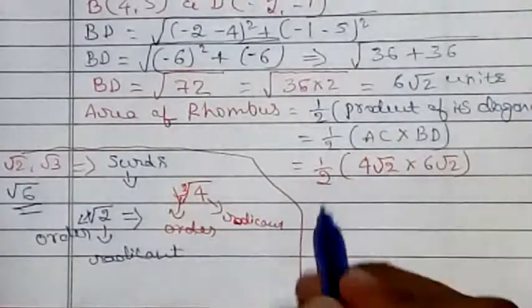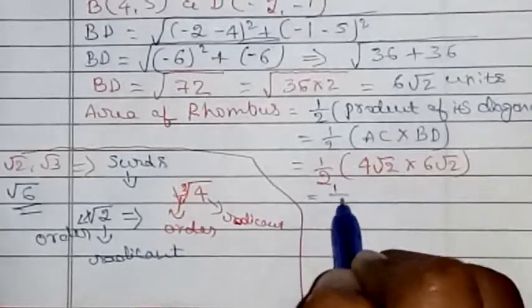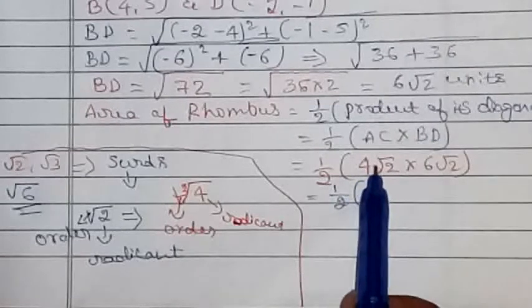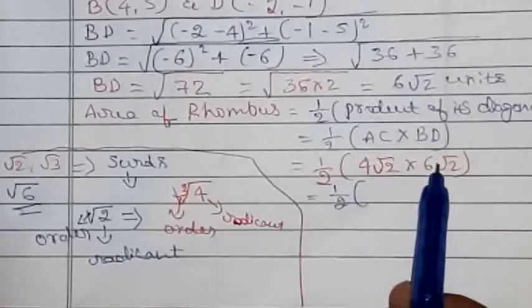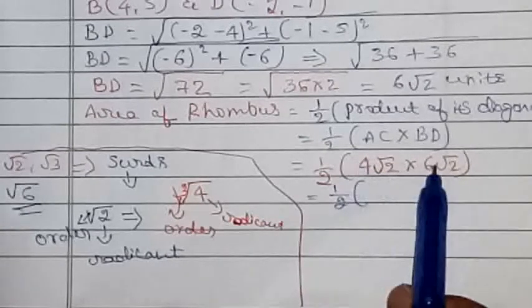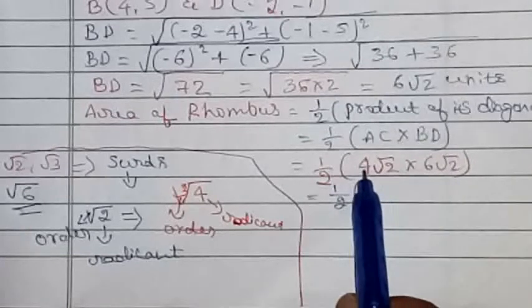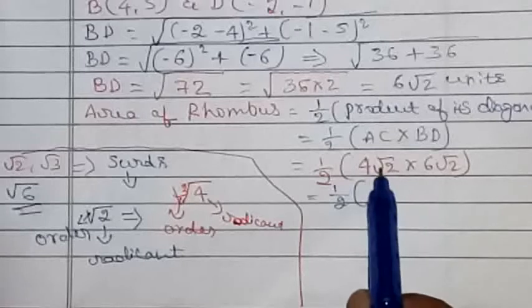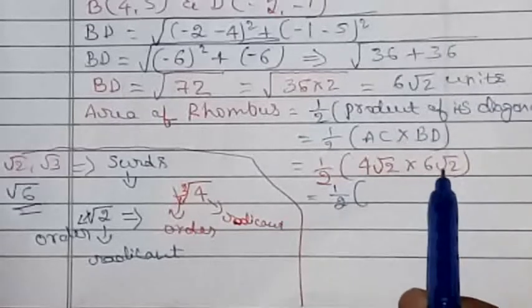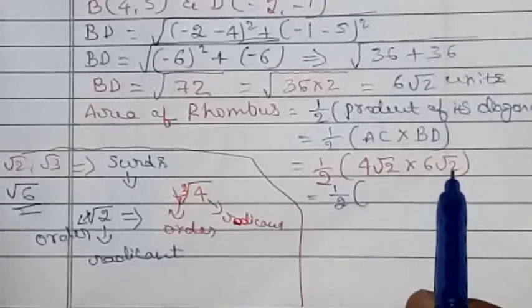Now coming to the problem, that's equals to half into. Now just check here, children. This is called as order. This is radicand. Here also this is called as order, sorry, and this is radicand. What about this 4 and 6? The 4 and 6 are called as coefficient. Okay, children, again I will say this 4 is called as coefficient, and whatever comes here is called as order, and this is called as radicand. Here also this is coefficient, this is order, whatever comes here is called as order, and this is radicand.